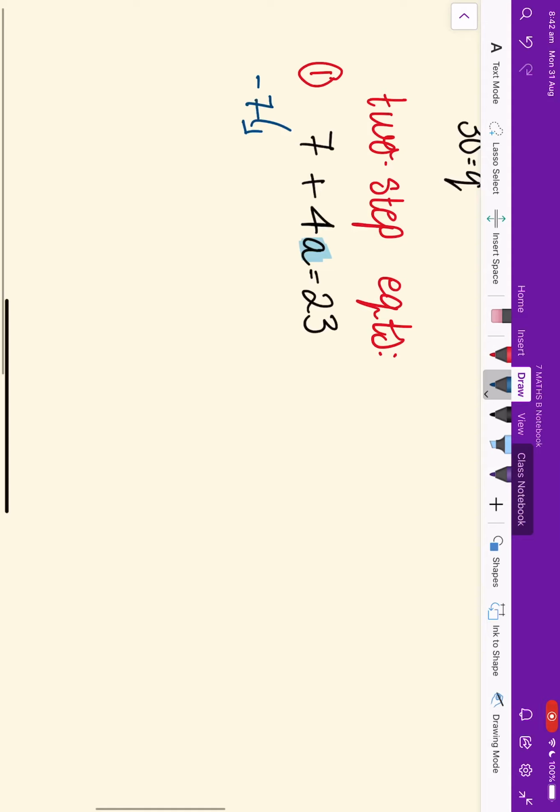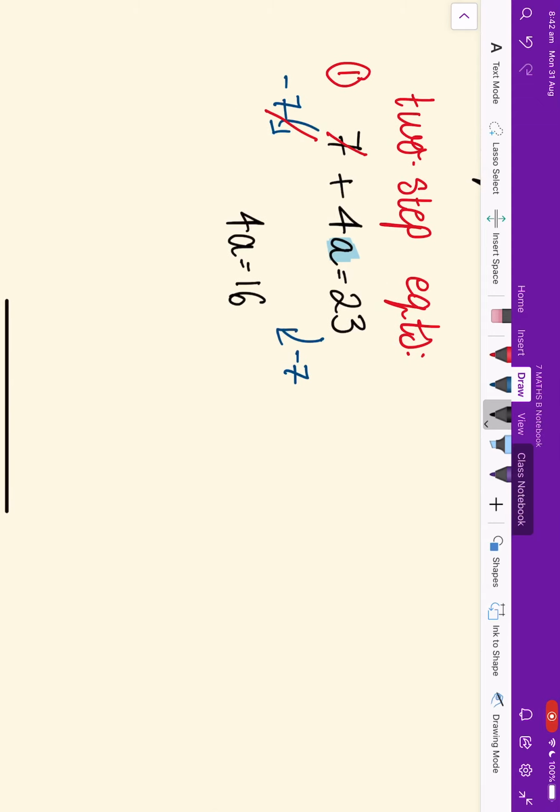Minus 7. Minus 7, okay? This allows me to cross it off here. What I'm left with is 4a. 23 minus 7 gives me 16. Okay, that was one step. It's going to take one more step to get that a by itself.